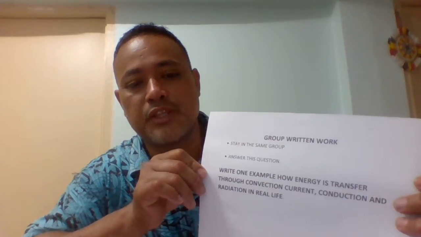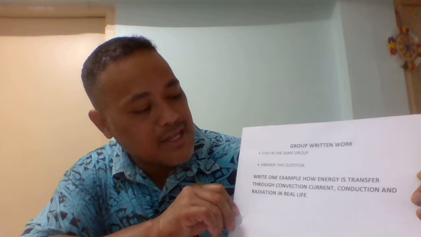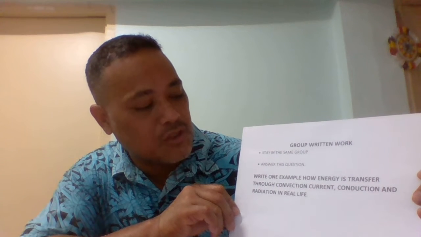And after that, they stay in their group to answer these questions. The group written work. The first question is only one question, please. Write one example of how energy is transferred through convection currents, conduction, and radiation in real life. So they think about another example from their real life that reflects convection current, conduction, and radiation. Then they write it, discuss it in their group, and report it to the whole class.